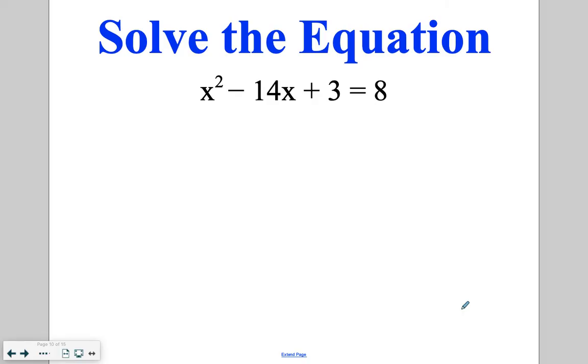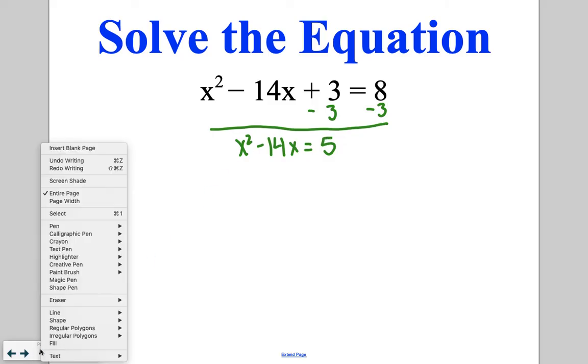So what happens when our x's are not by themselves? Your first step is going to be to get rid of this 3 because it doesn't have an x. So I'm going to subtract 3 from both sides of the equation, and that's going to give me x squared minus 14x is equal to 5.